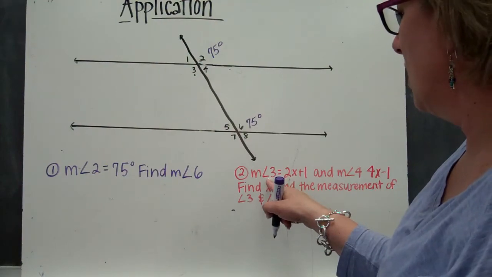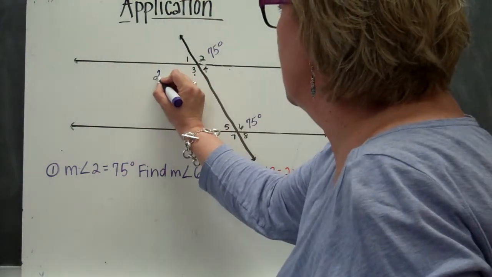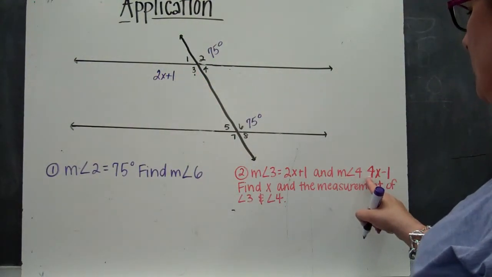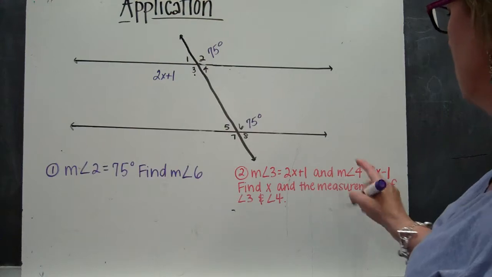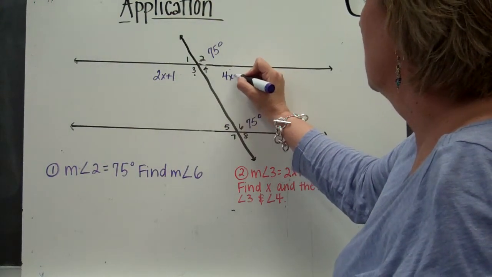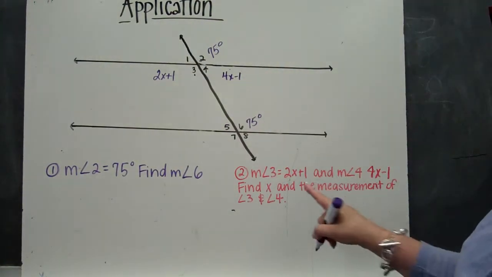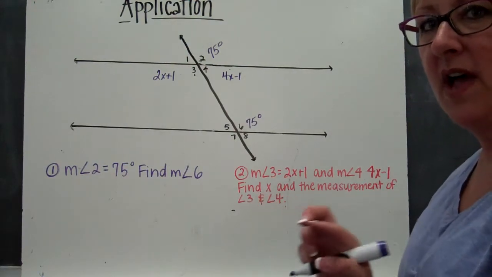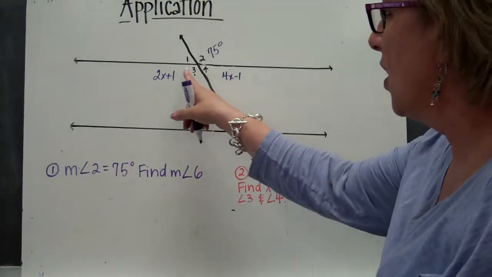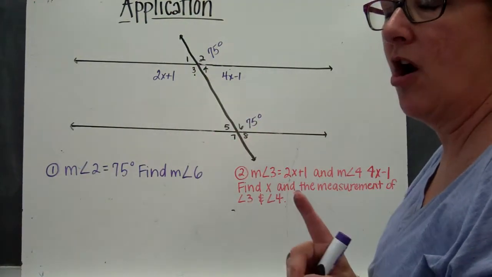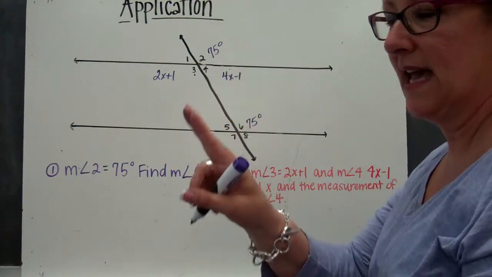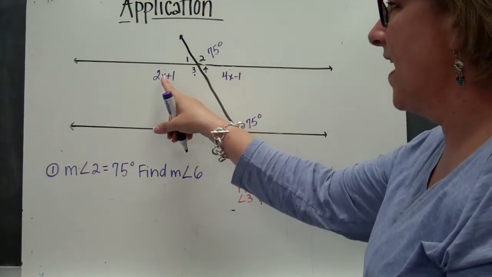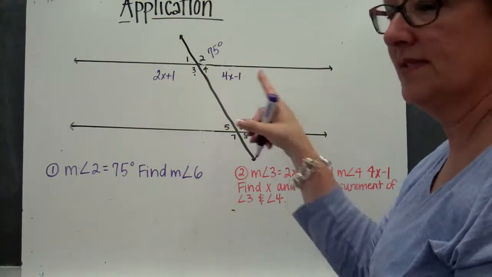Look at number 2. It says the measure of angle 3 is going to be 2x plus 1, and the measure of angle 4 is going to be 4x minus 1. Find x and the measure of angles 3 and 4. So I've got to do 3 things here. First of all, I know that 3 and 4 are a linear pair because they are beside each other and they are going to make a 180-degree line. So if I add these two together, they're also called supplementary.